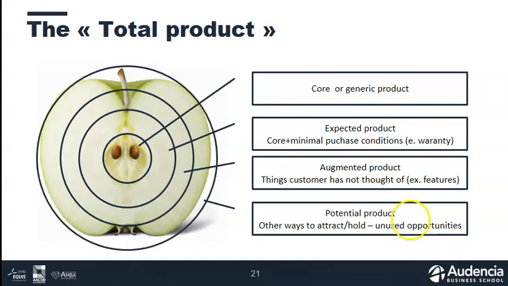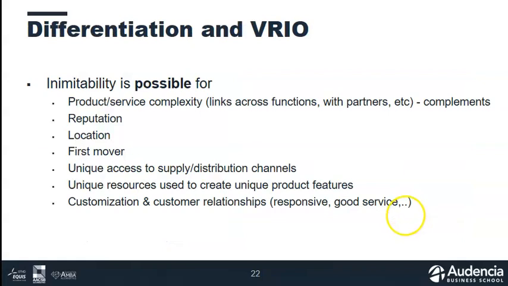And lastly, the potential product. These are things that are unused opportunities and ways you can differentiate your offer. Now, differentiation in VRIO, is it possible? Are we creating inimitable value? We're not going to talk about rarity. Obviously, rarity is from uniqueness, and by definition, differentiation is unique. So hopefully, if we differentiate our product, it's rare. It's adding the R factor of VRIO.